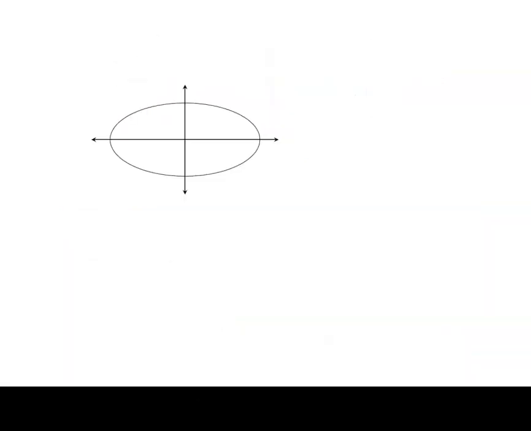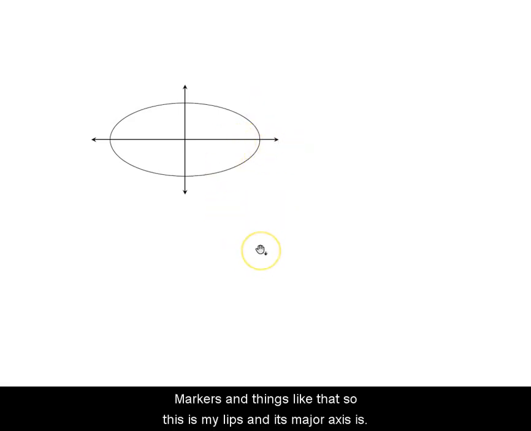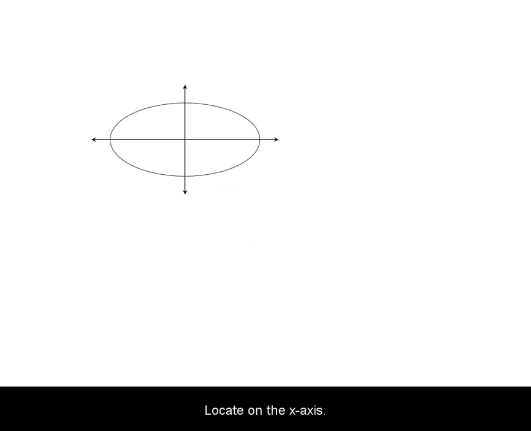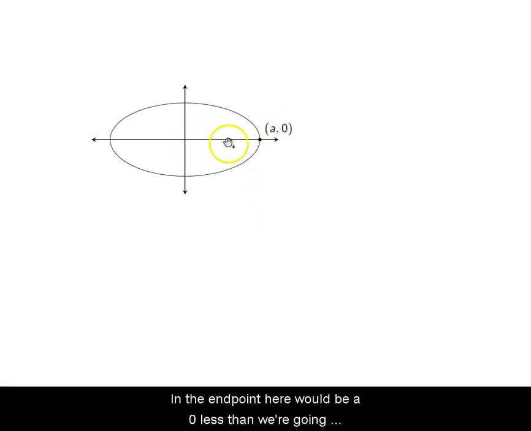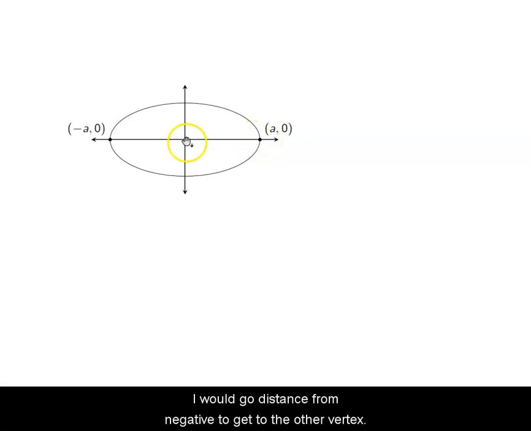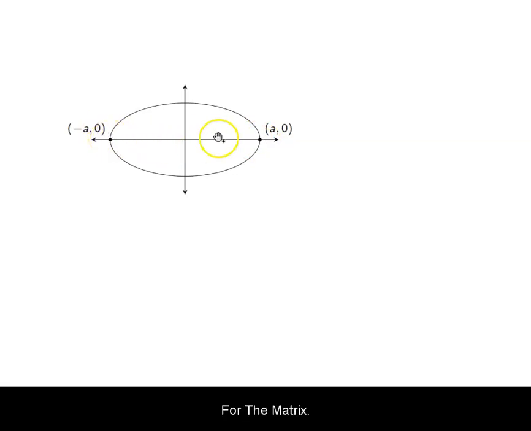So let's kind of draw this out with some numbers and some markers and things like that. So if this is my ellipse and its major axis is located on the x-axis, then the end point here would be (a, 0). We're going to consider this as the origin. So I would move a distance of a to get to the end. Okay. I would go a distance of negative a to get to the other vertex of the major axis. Going upwards, I would go up to b, right?